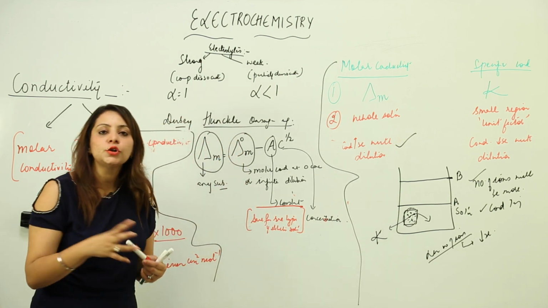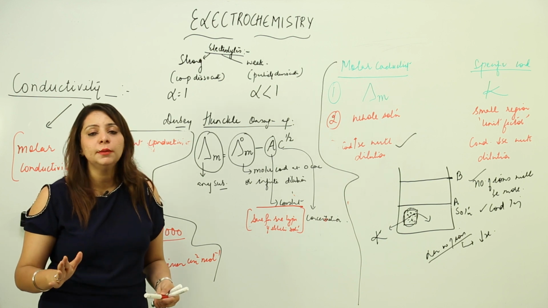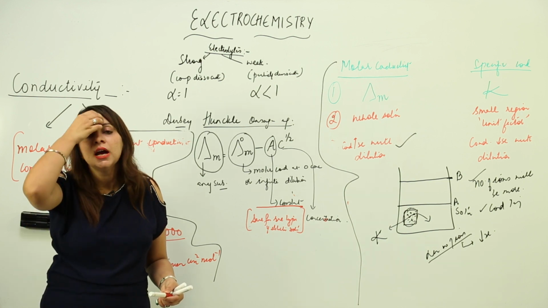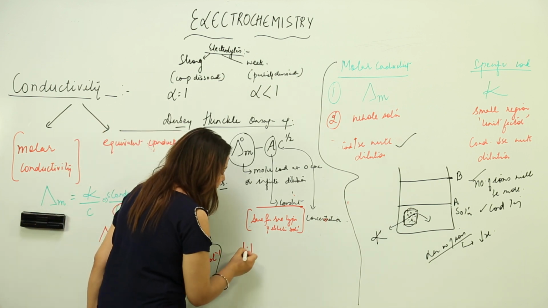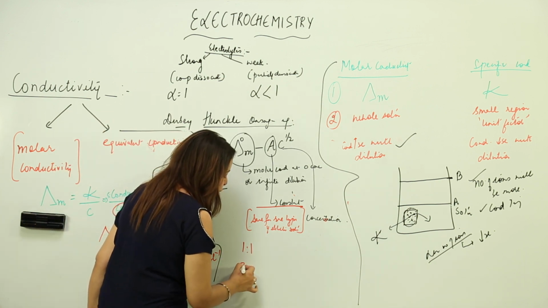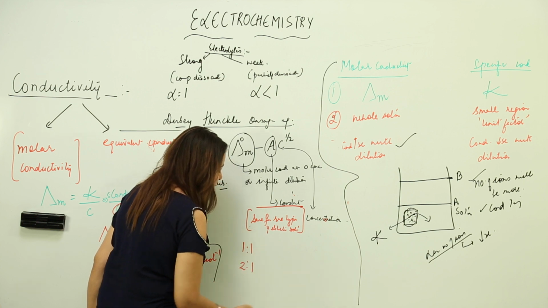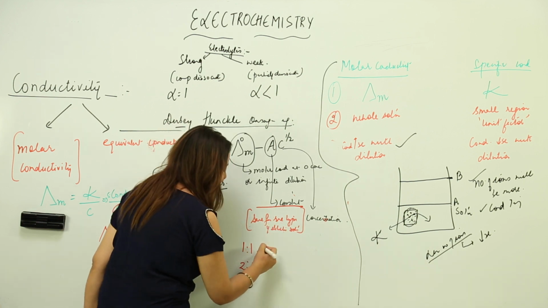Now, what kind of electrolytic solutions am I talking about? I am not talking about strong and weak electrolytic solutions. I am talking about a different kind of solution. We have 1:1 kind of electrolytic solution, and we have 2:1 kind of electrolytic solution. We have different kinds. For example, let's see.